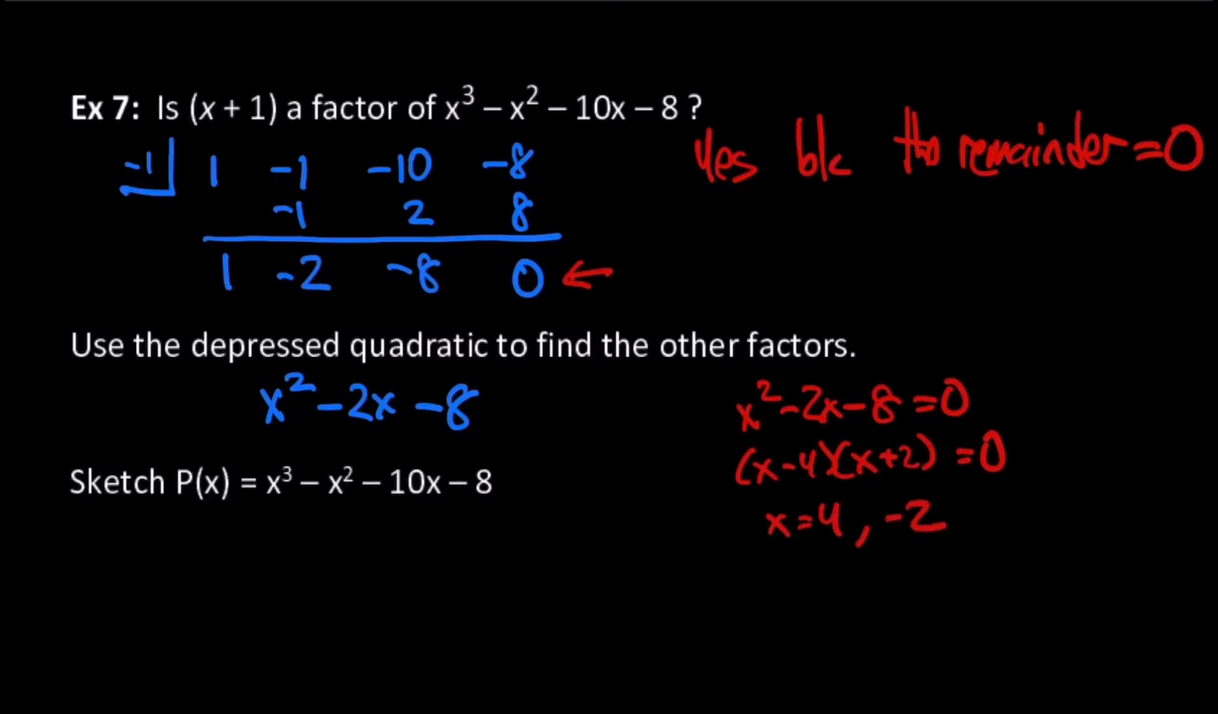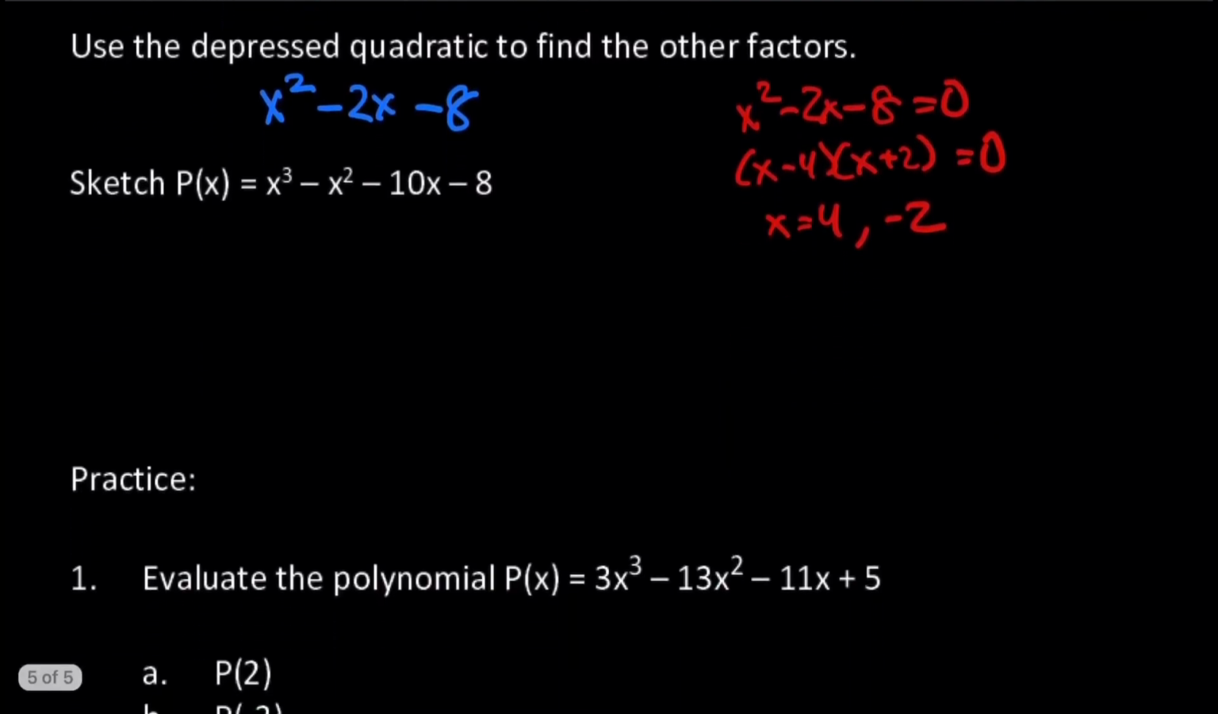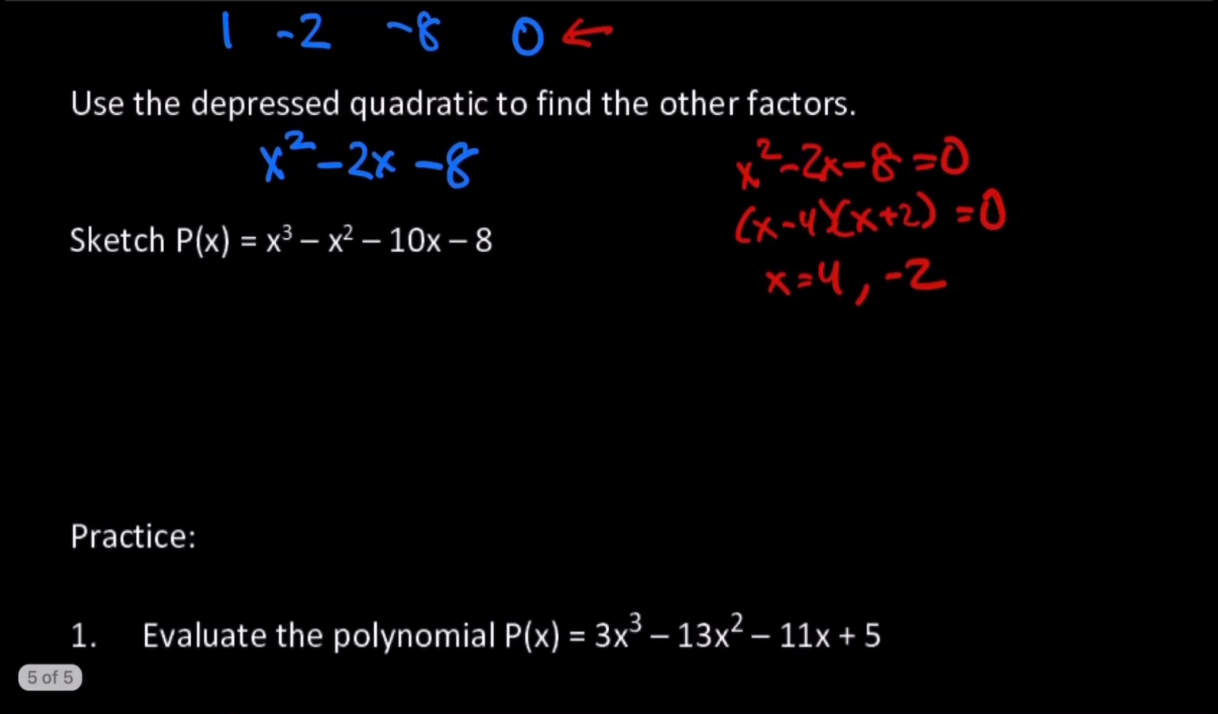So here are my factors. I guess I could have stopped right there, actually. And here would be the roots, which I'm going to need to sketch this. I got a little ahead of myself. Sketch P of x. Well, let's think back to earlier in the lesson. What do we know about this polynomial?